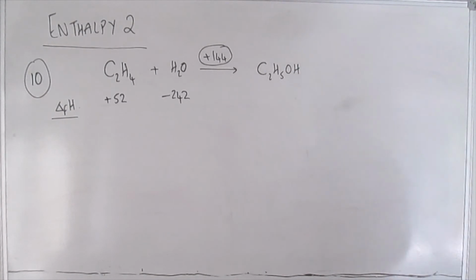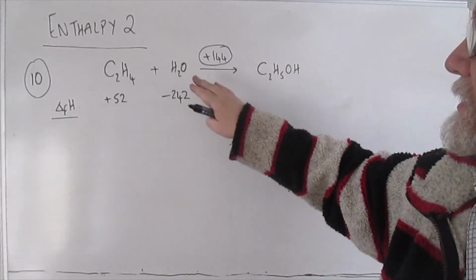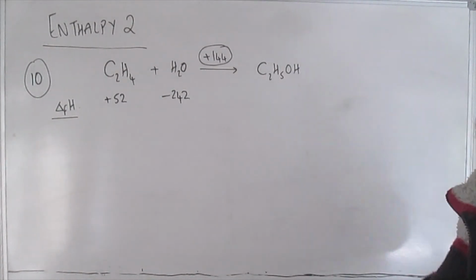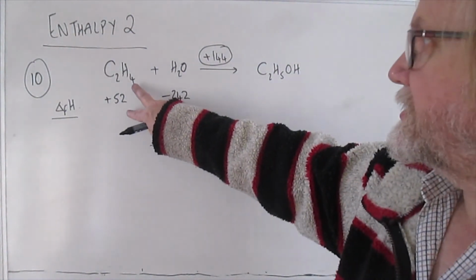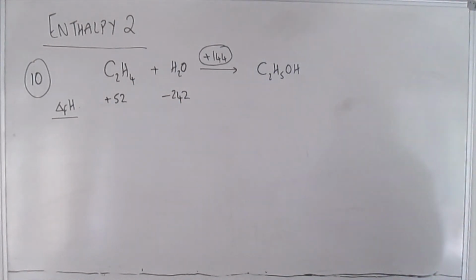Question 10 then, these are the data. It gives us delta H for this reaction. So ethene plus steam, which is a reaction you know from organic chemistry, has a delta H of plus 144 kilojoules per mole, so it's an endothermic reaction. And it gives us the enthalpy changes of formation of ethene and steam from their elements. And this is the one we don't know, and we've got to find the enthalpy change of formation of ethanol.